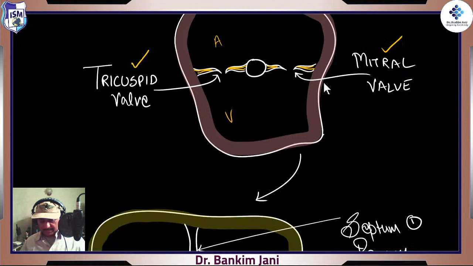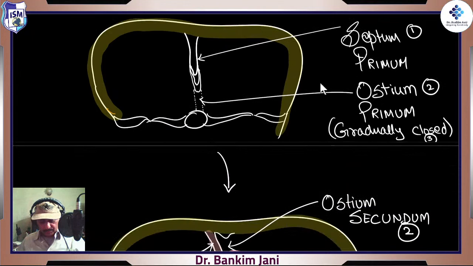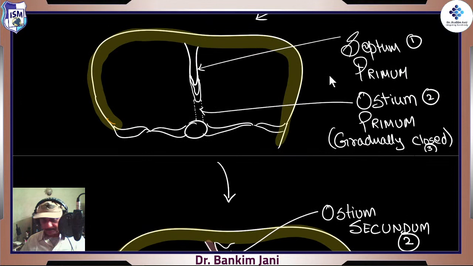Once this much is developed, these things all occur together, right? It is not so that one is completed, then the second starts, then the third starts. No, everything is happening simultaneously. So truly speaking, when these cushions are getting made, the septums have already started developing, right? So here it is. These are the valve leaflets. That's our tricuspid. That's our mitral. They are getting developed. But at the same time, a septum, so I have given the numbers over here. Right, so this is the first step.